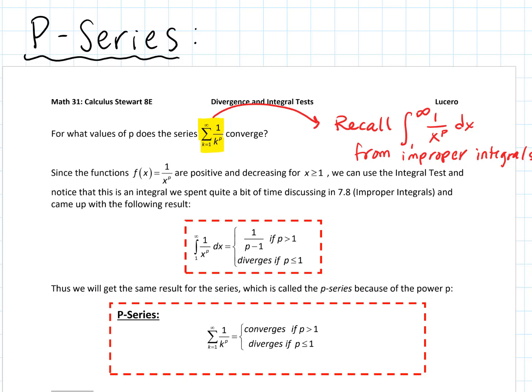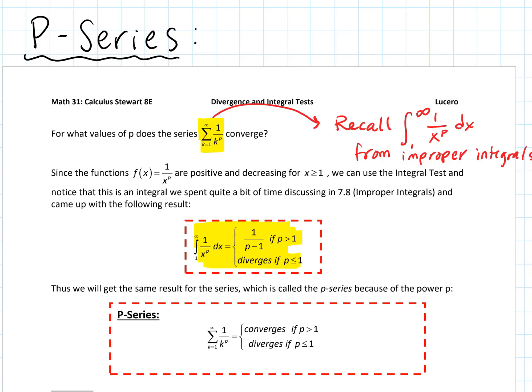So in general, if we think about the function 1 over x to the p, these are positive decreasing functions for x greater than or equal to 1, and we can use the integral test. And notice that if this is an integral, we already know when it converges and when it diverges. This is just coming right out of a proof that we did in class in the improper integral section. We came up with this result.